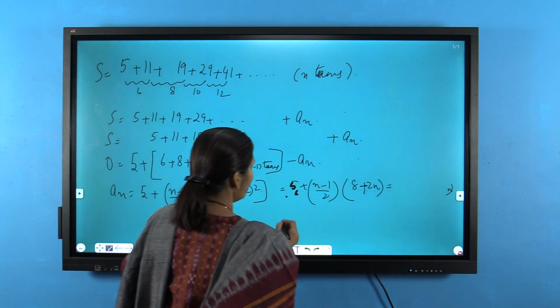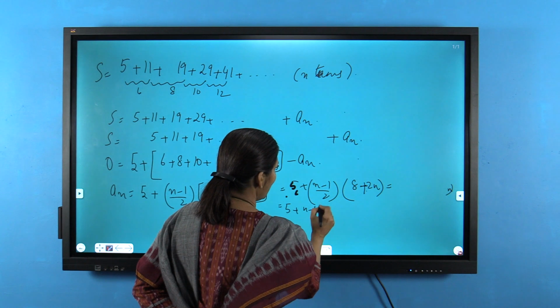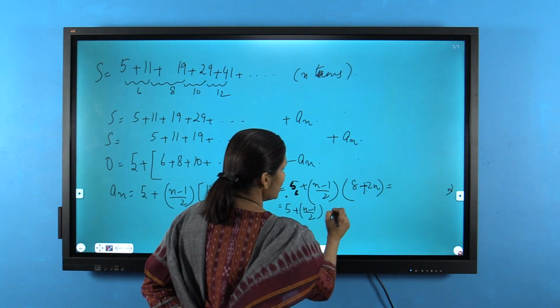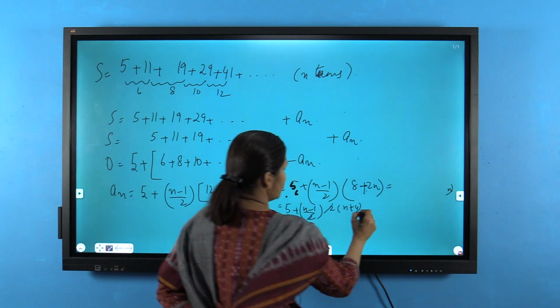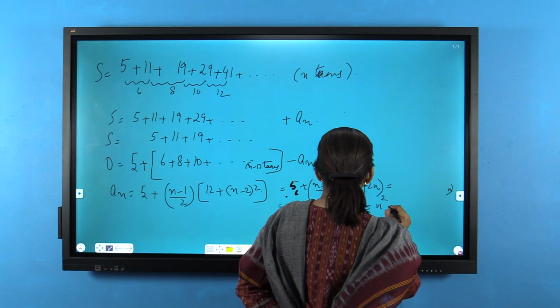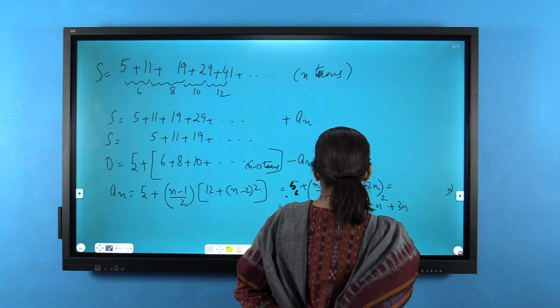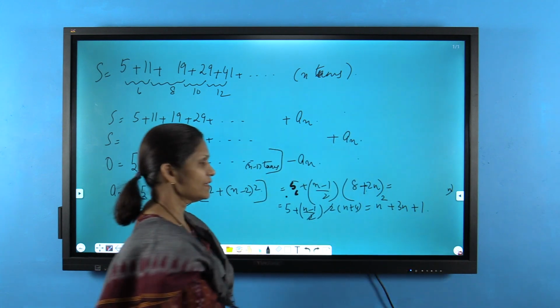Yes. So, what did we have here? This is 5 plus n minus 1 by 2 into, take a 2 out, it is n plus 4. So, this is n squared plus 4 minus n, which is plus 3n, minus 4 plus 5 is 1. Yes. This is the answer.